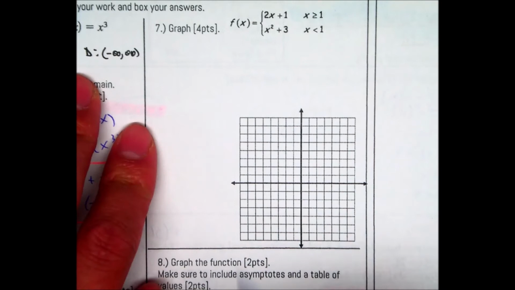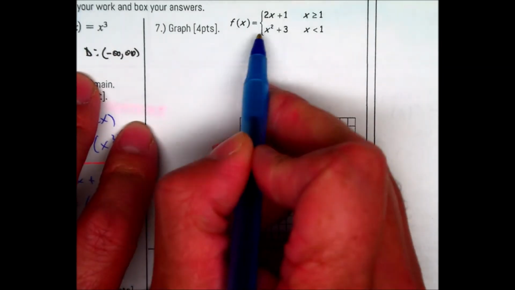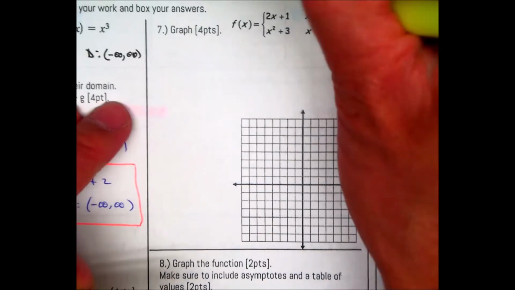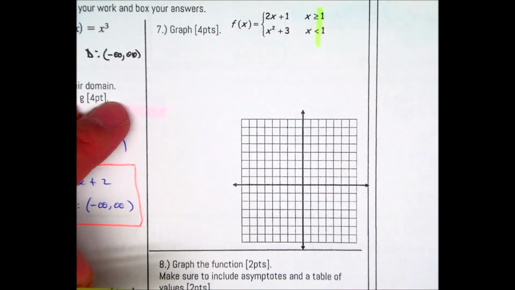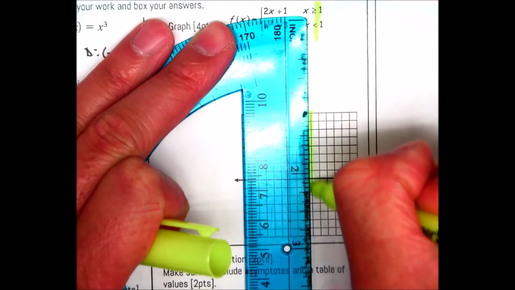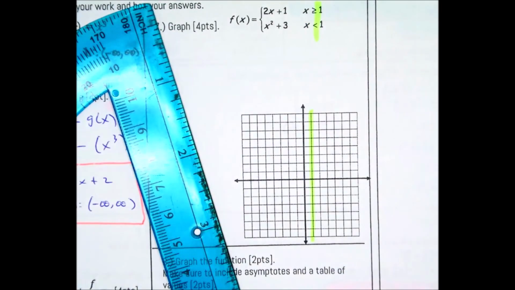Number 7, graph f of x equals 2x plus 1. We talked about a boundary here at 1. Got lucky there, it's the same number. Remember, this line, yellow line, is not a vertical asymptote nor a vertical line. It's just a boundary to help us.